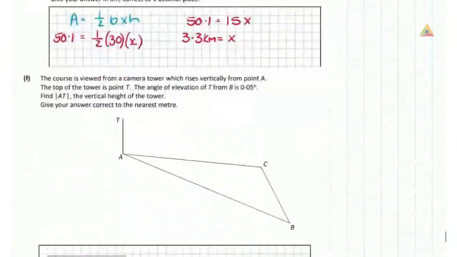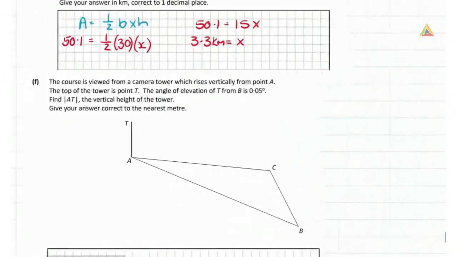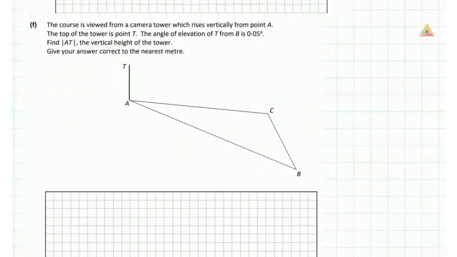Okay, so the last part of this question is kind of a 3D problem, I suppose. You need a little bit of an imagination in this case. The course is viewed from a camera tower, which rises vertically from the point A. So you can see there that that's your tower. The top of the tower is point T, and the angle of elevation of T from B is 0.05 degrees.